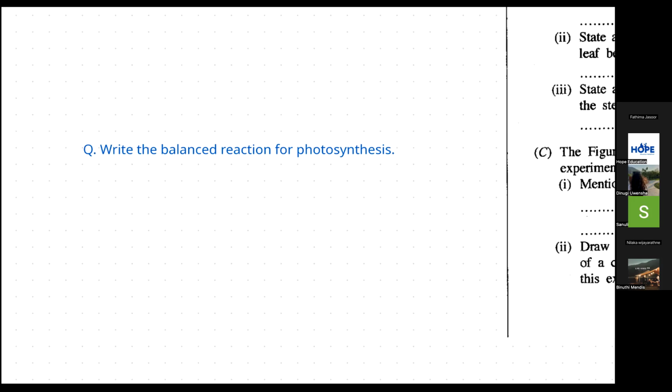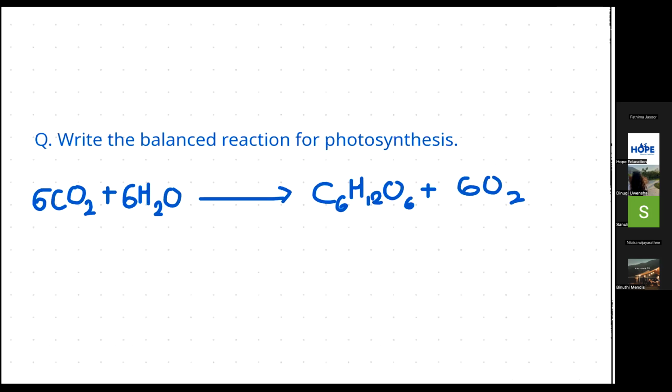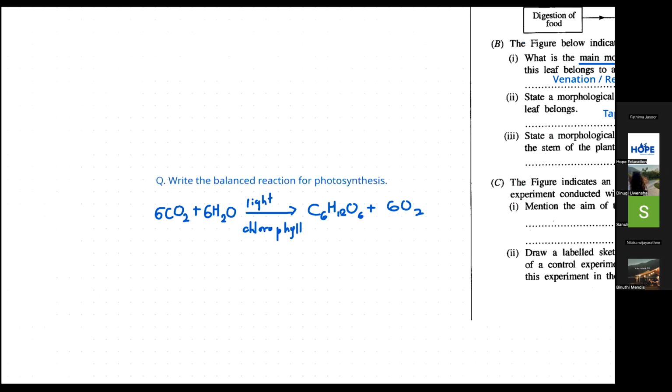Right. So the photosynthesis reaction: 6 carbon dioxide plus 6H2O goes through a reaction to form C6H12O6. This is glucose, the formation of food, right? Plus 6O2. Above the arrow there should be light energy or sunlight, and below it chlorophyll must be written. If you don't write it like this, it is wrong.